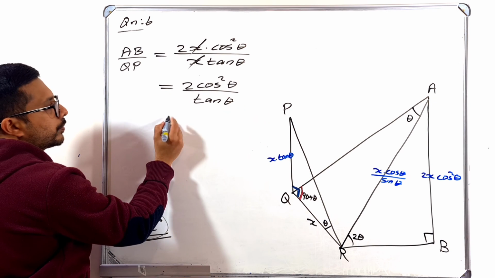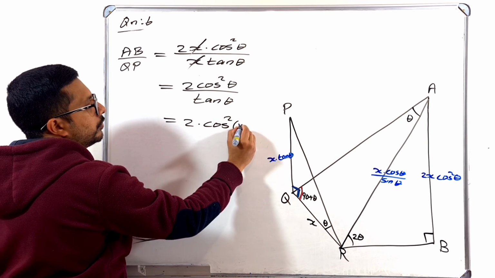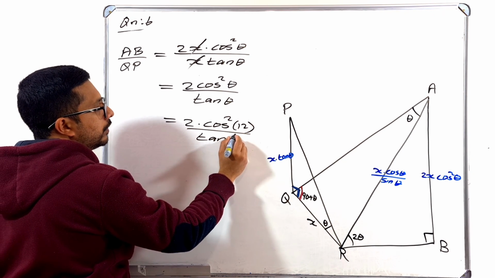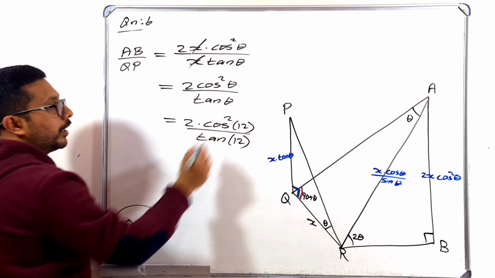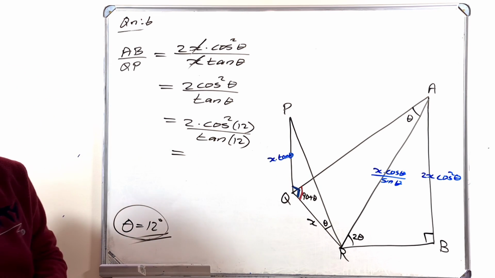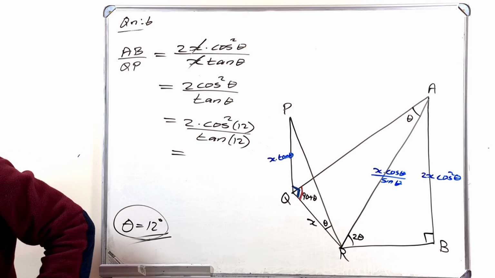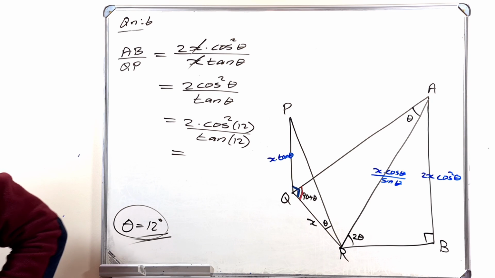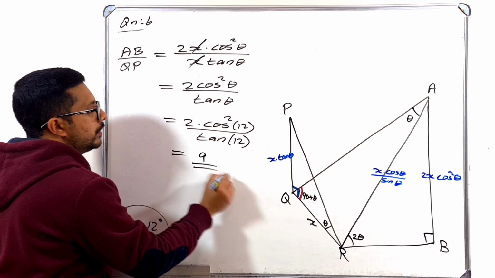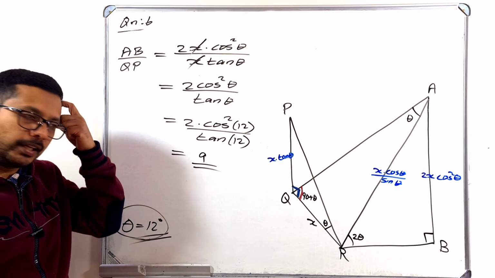So now we can substitute 2 into cos square 12 divided by tan 12. So take your calculator, try to find the answer of that one. In your calculator you will get 9. So the answer is 9. So AB by QP is equal to 9.